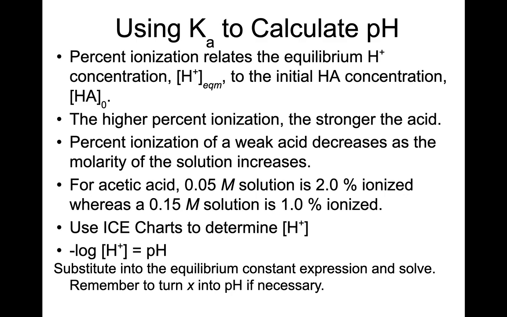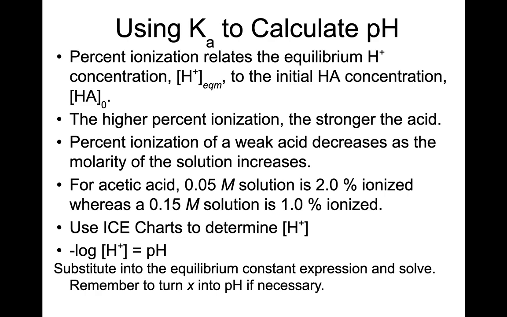The higher the percent ionization is, the stronger the acid, because the higher the percent ionization, the more of the acid that's breaking apart to create hydrogen ions, and the stronger the acid. If we have a weak acid, the percent ionization actually decreases as the molarity of the solution increases. This is counterintuitive at first, and I'm going to show you a graph on the next slide to mention this again.